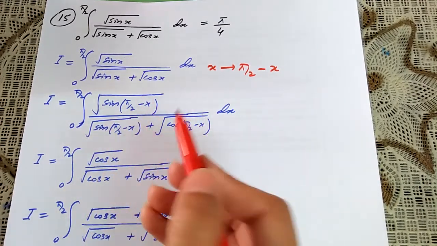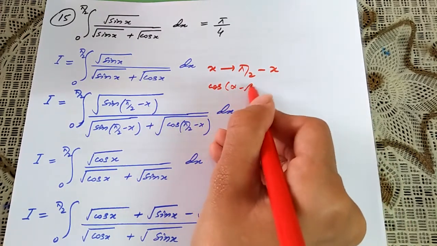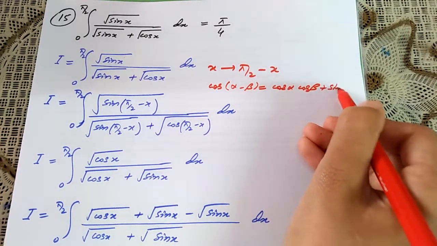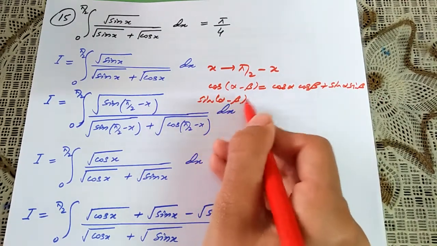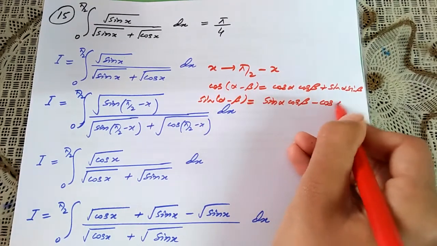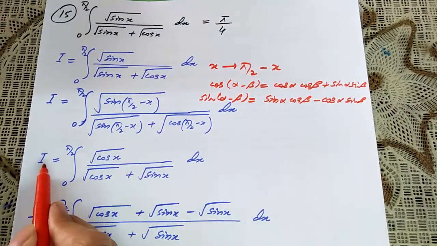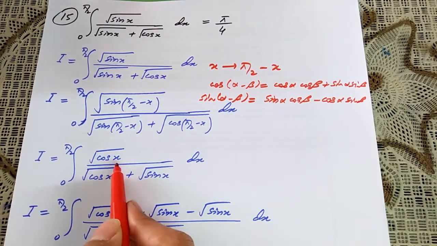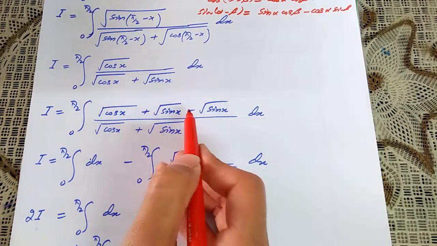Open these terms. I repeatedly told you how you can open it. You can use this formula. Cos of alpha minus beta is equal to cos of alpha cos of beta plus sine of alpha sine of beta. And if you have sine of alpha minus beta, that is equal to sine of alpha cos of beta minus cos of alpha sine of beta. Use this formula to open it. You will get I equals the integral from 0 to pi by 2 of under root cos of x dx divided by under root cos of x plus under root sine of x.